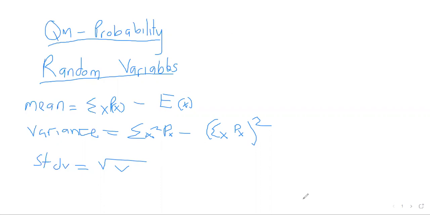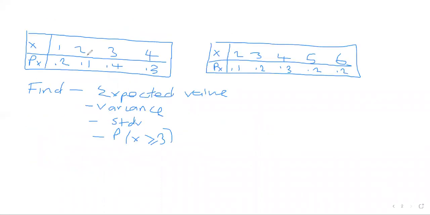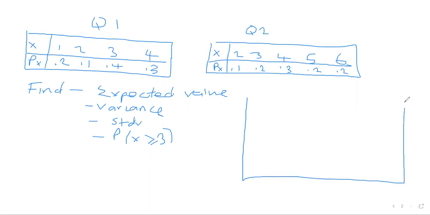So I have two questions we're going to look at. Question number one, I will do. Question number two, I'll ask you to try. Then we'll refer this to what we have in the assignment. So to calculate, the easiest of them here is the last part, probability greater than or equal to 3.